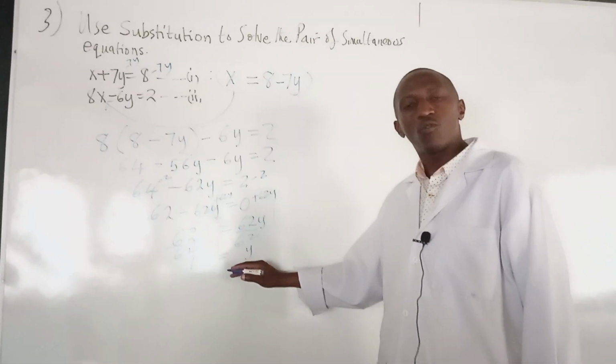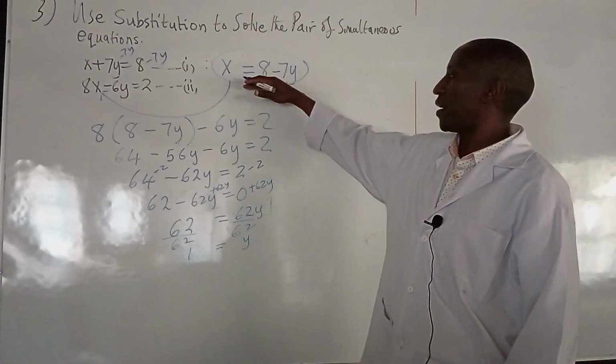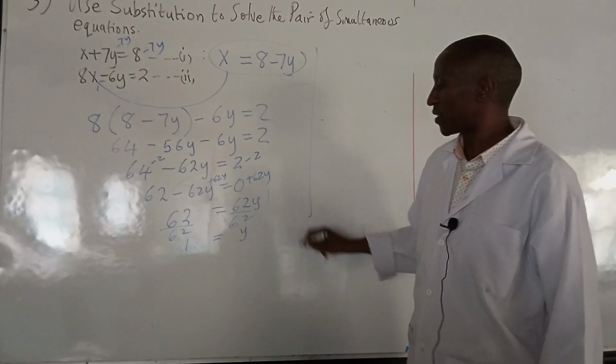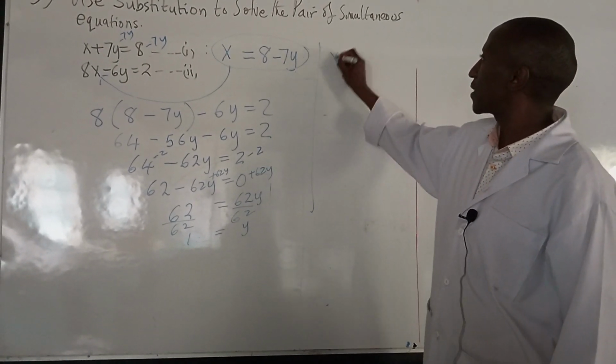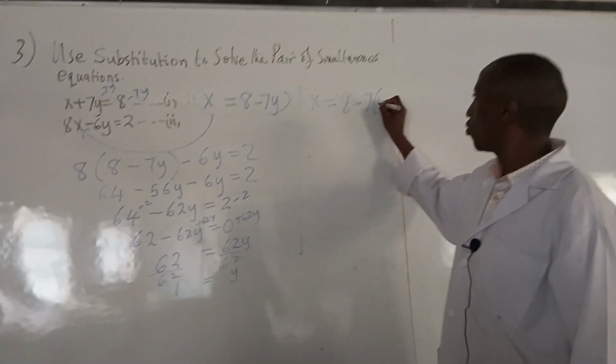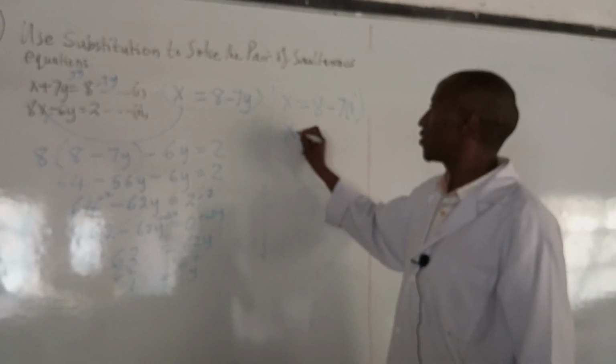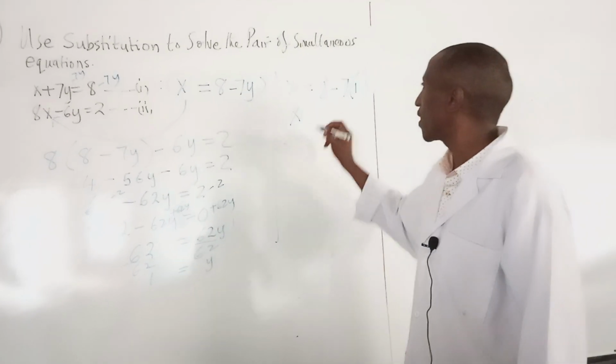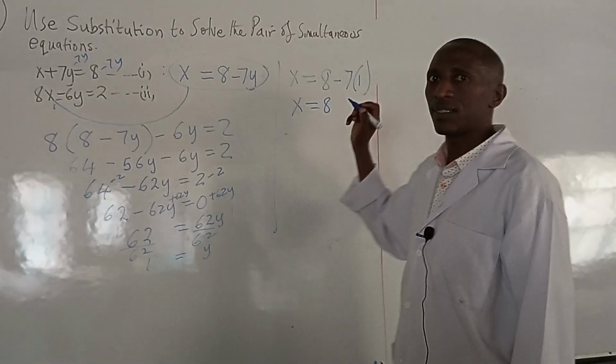This value for y, we put it here. And so what does that give us? It gives us that x is now equal to 8 minus 7 into 1, and that gives us x is equal to 8.